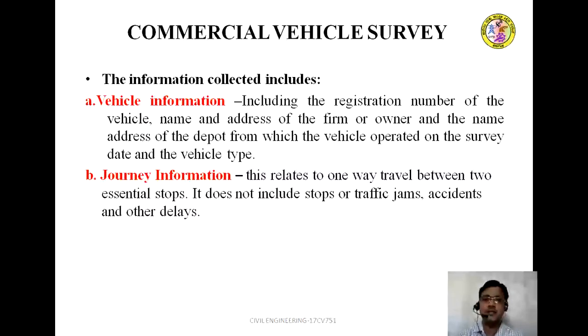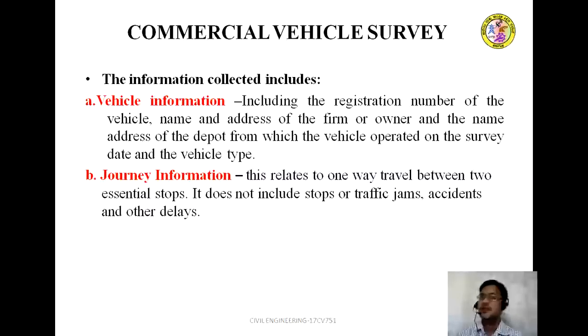Moving on to the next parameter, that is journey information. This information is related to one-way travel between two essential stops. It may be one origin point and one destination point, but it doesn't include stoppages or traffic jams or accidents or any other delays. It means actual journey information is obtained, that is the length of travel; average delay is not considered, average speed is considered; from one trip, that is one station to another station, is gathered in journey information.